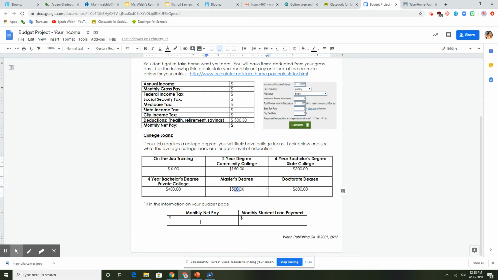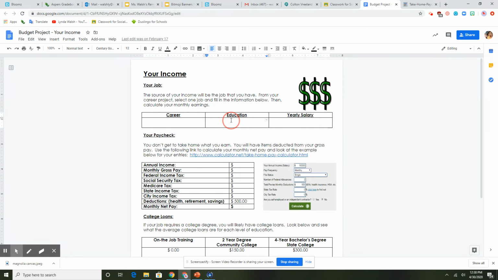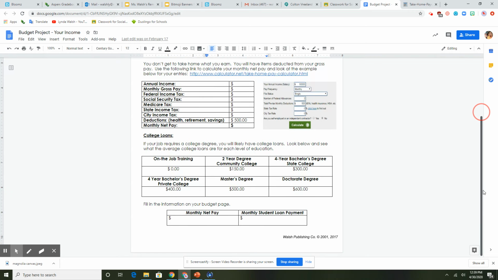So now down at the bottom, you're going to put your monthly net pay. Where do you get that? You get it up here. Remember, you did the calculation to find out your monthly net pay. So you're going to move that here. Your monthly student loan is going to depend on the job that you get. The job that you get up at the top tells you your education. Base it on that. Look in this chart on the bottom and figure out, well, how much will my school loan average be? If you went to 2-year college, 4-year college, 4-year private college, master's degree, and doctorate. If you only went to high school for your job, then you would have no school loans.